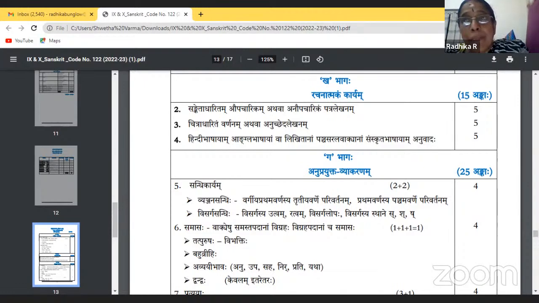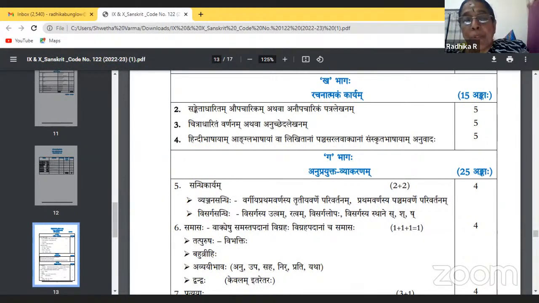Then the name with visarga will come last, and the name without visarga will come first as sambodhana, calling somebody. So repeatedly tell them to write like that. It should be the formal letter or the informal letter. Anyway, the children should fill the words according to the question.